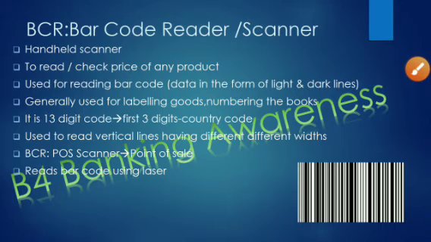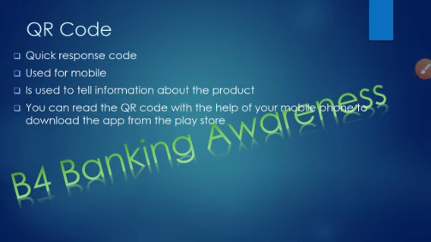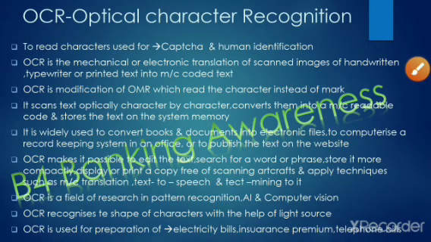Now next we are going to study about QR code. What is QR code? QR code is a quick response code. It is used for mobiles. It is used to tell information about the product. You can read the QR code with the help of your mobile phones to download the app from the Play Store. Now next we will study about OCR.